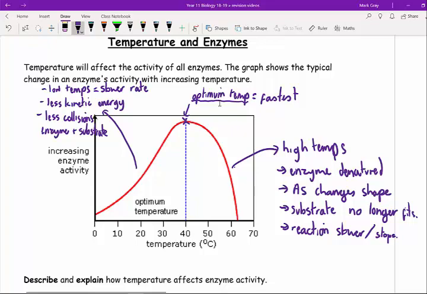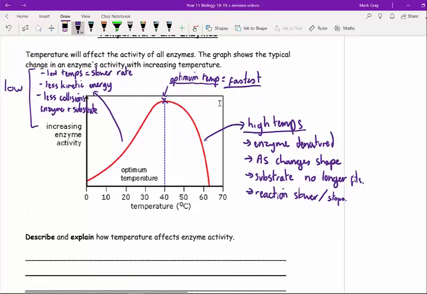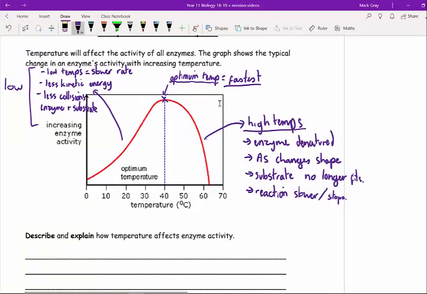We will get loads and loads of crazy experiments, but it is all based on that. If we've got low temperatures and the reaction's not happening, that's what we say for low temperatures. Where the peak is highest, or the reaction is fastest, that's the optimum temperature. At high temperatures, the reaction is also very slow, and we need to say these things. The enzyme gets denatured, so the active site changes shape, substrate no longer fits, so the reaction is slower or it stops.